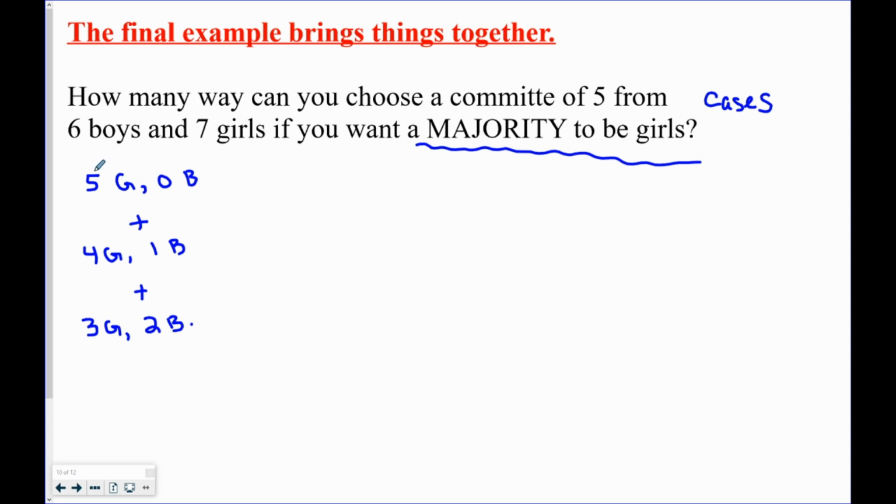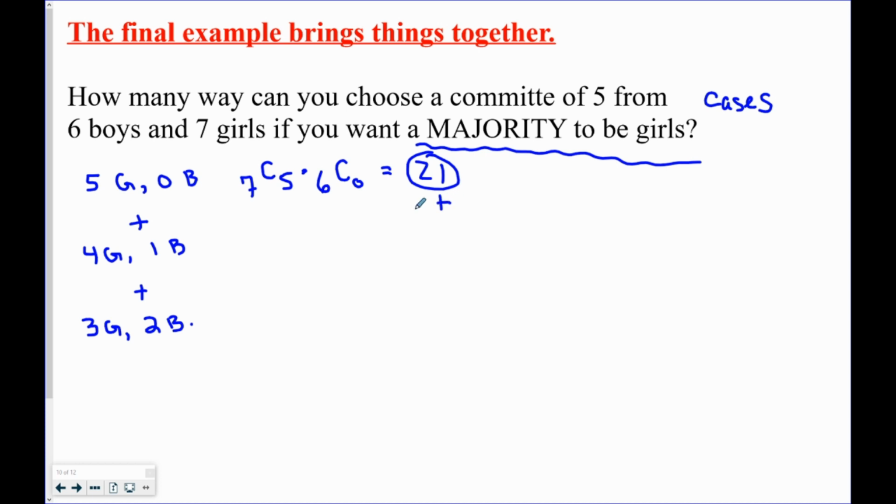So start with the easy one, 5 girls. Well, there's 7 girls to choose from, and I need to pick 5, times I have 6 boys and I'm going to choose 0. So this, if you type it in, is going to be 1. I just wanted to point out that 6C0 is 1. 7 choose 5, when you plug it in, you're going to get 21. So maybe circle that. That's sort of your first case.